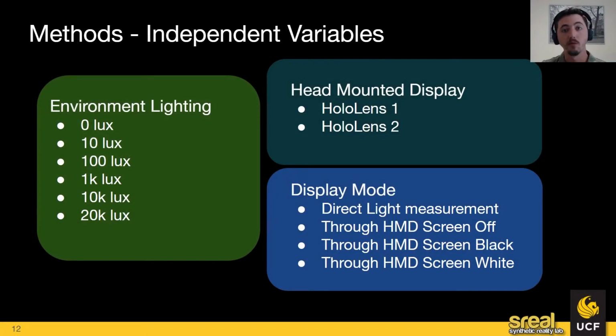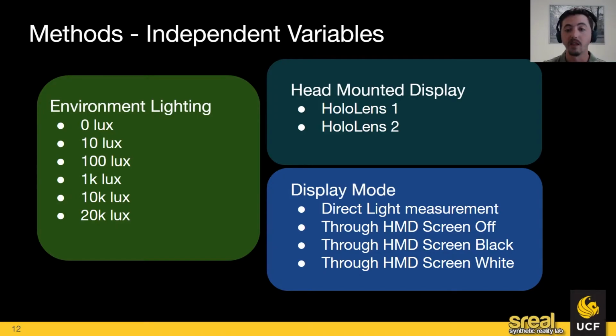So we set up several conditions. We had 6 different levels of lighting achieved by dimming that daylight lamp. These were between 0 lux and 20,000 lux. We used 2 different head mounts, the HoloLens 1 and the HoloLens 2. These were chosen just based on their availability for us at our lab. And then finally we made 4 different sets of measurements for each of these combinations of conditions.